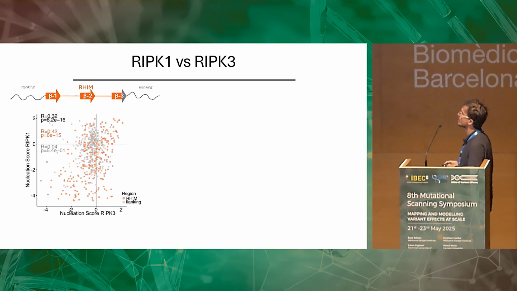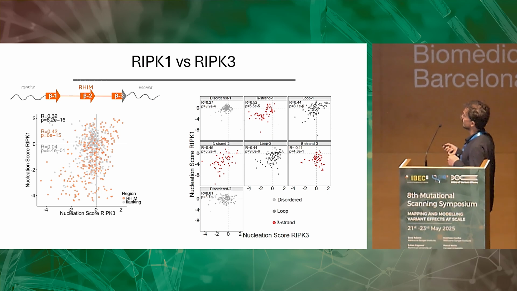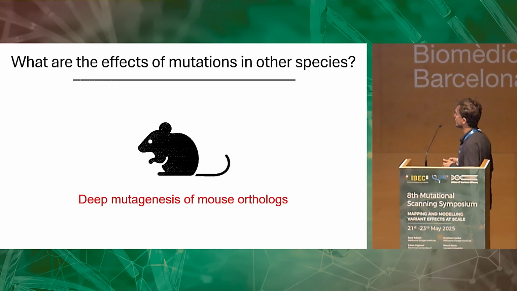We also wanted to compare this in a more quantitative way. Here in this scatter plot, we can see that those residues that form the RHIM domain have a moderate correlation, while for those outside the RHIM domain, there's no correlation. This is also a correlation of the effect of mutations, but taking into account the different structures in this monomeric form. As you can see, we detected this positive correlation starting from beta strand 1 until loop 2, but this positive correlation is lost in beta strand 3 and in the disordered region. So with this, we identify what is shared between RIPK1 and RIPK3 and what is different.